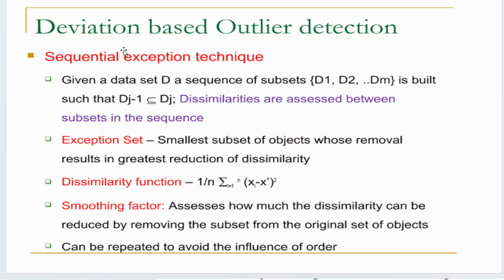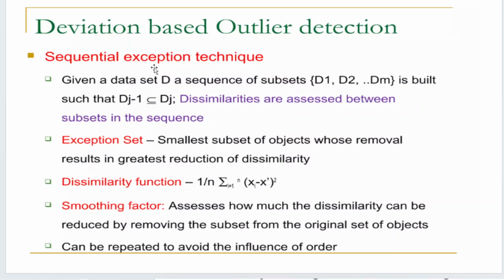Next is the deviation based outlier detection. We have four techniques. One is the sequential exceptional technique, the second is the exception set, the third is the dissimilarity function, and the fourth is the smoothing factor. By using these four techniques, we will find out whether a given data point is an outlier or not.